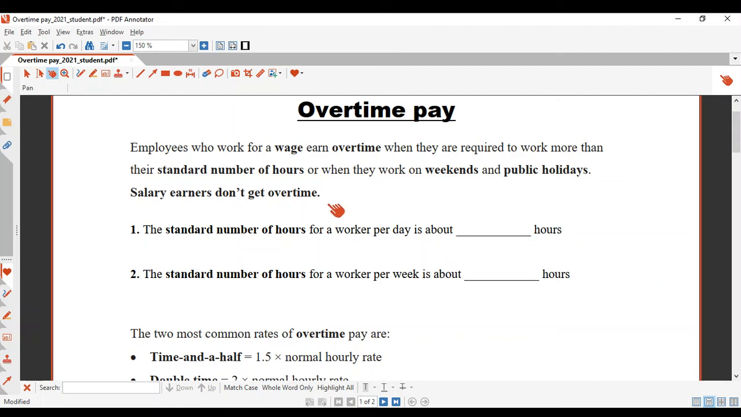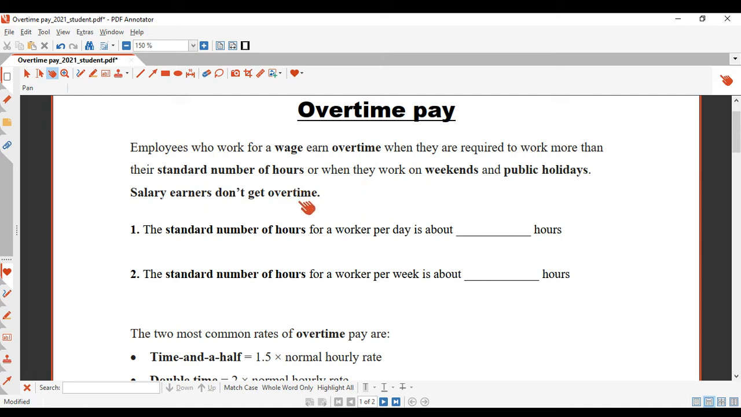All right, we're going to look at overtime pay. Now, employees who work for a wage, such as maybe supermarket workers, McDonald's workers, casual employees, for example, they can earn overtime when they are required to work more than their standard number of hours or when they work on weekends and public holidays.